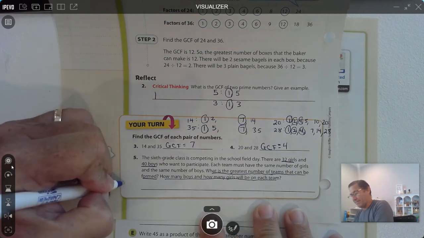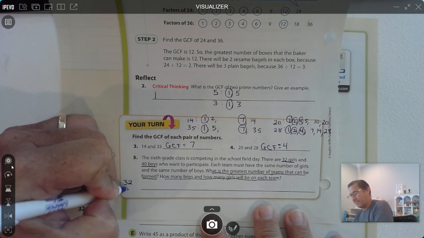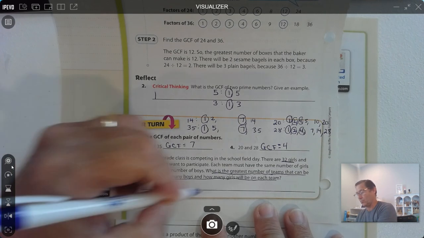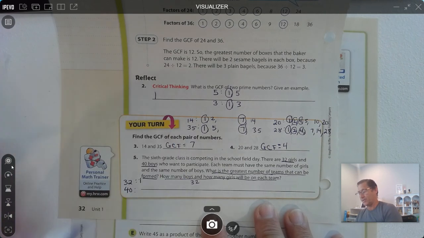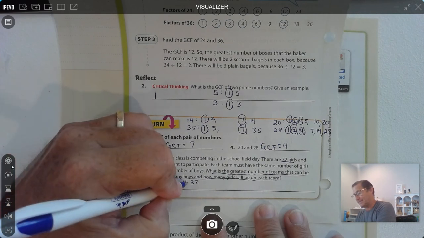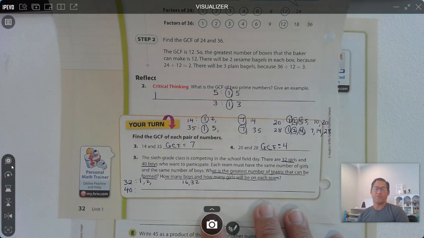So we basically have 32 and 40. So we need to list the factors of those. Well, 1 and 32, 2 and 16. 3 will not work because 3 plus 2 is 5.